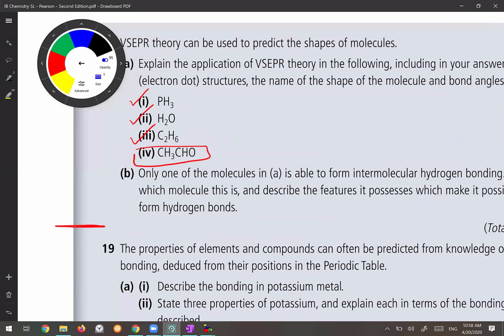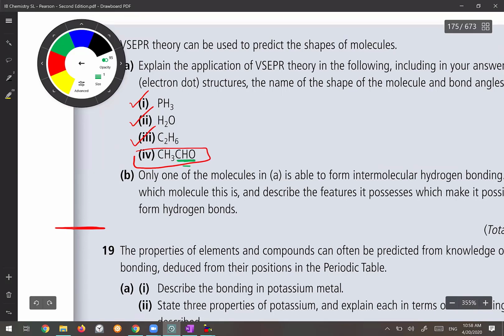So CH3CHO. The first thing, you must know how the atoms are connected in CHO. In CHO, carbon is connected to the oxygen and is connected to the hydrogen. And also you have CH3. So in the CH3, you have carbon with 3 hydrogens.